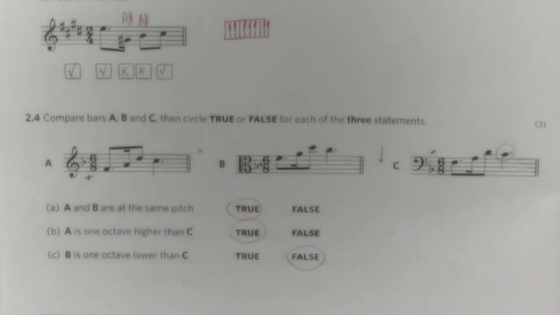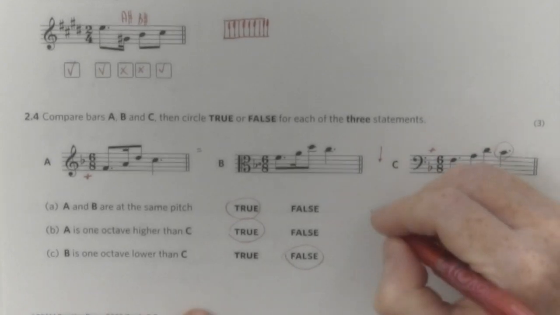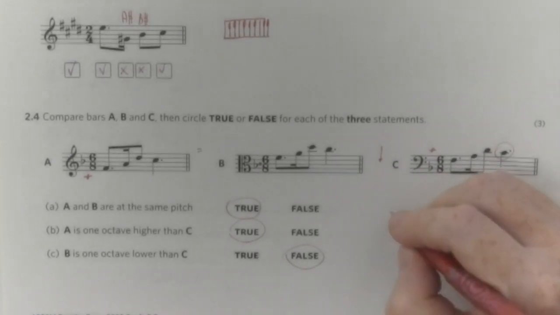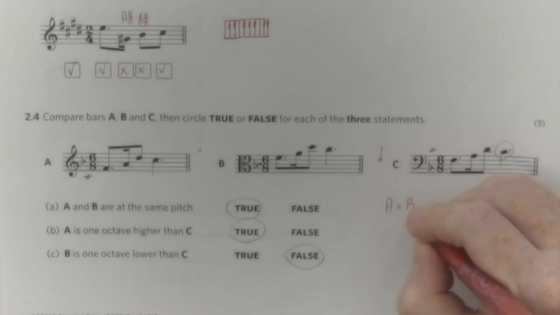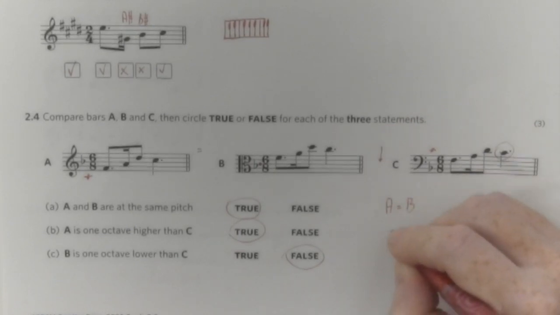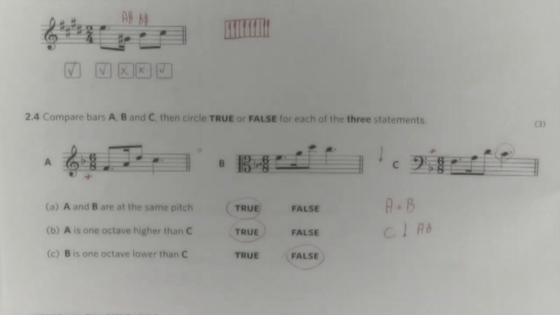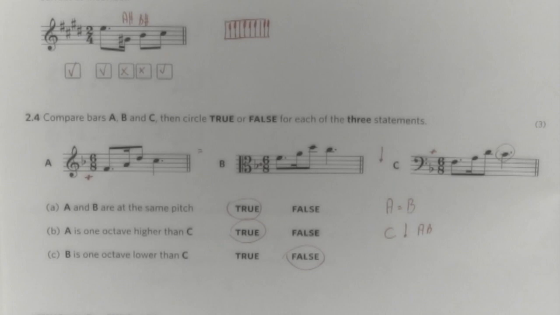This is the only thing you need, to copy out the first note of each. Or you can write it down. A equals B, C. For example, you can write A equals B, C down, and A and B. For example, if you write something like this on your scrap paper, that's also the questions answered. This is what you need to do.